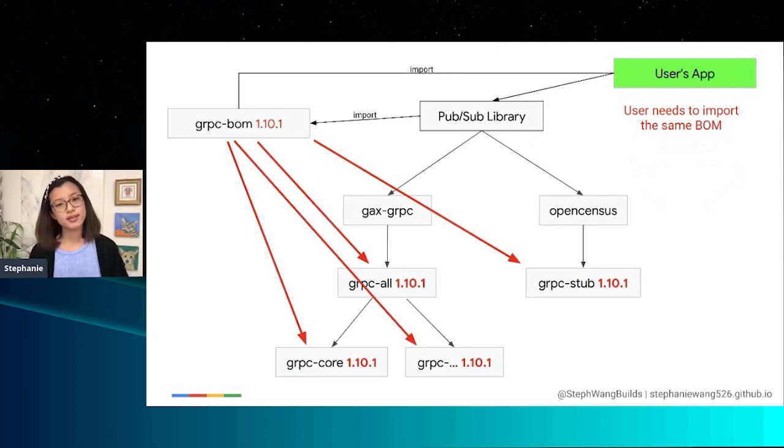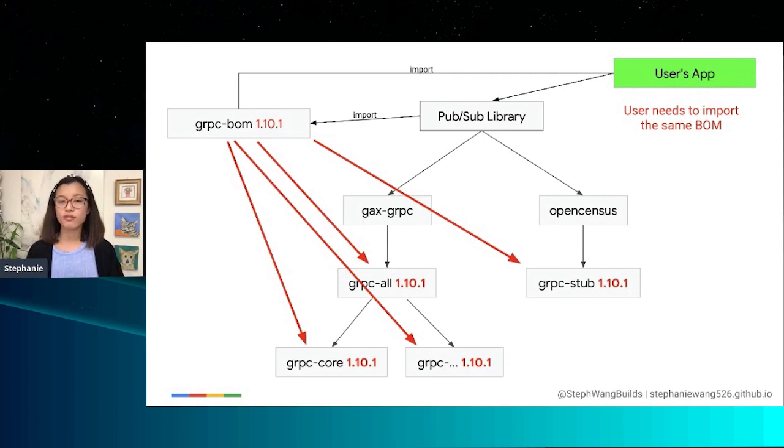So one way to address this issue is for the user's app to directly import the gRPC BOM, right? If they did that, then the gRPC BOM can successfully manage the transitive dependency versions and make sure that the gRPC versions are now, again, the higher version, 1.10.1. But the challenge here is the user would have to go and figure out what gRPC version the client libraries are actually using. They have to first find the gRPC version, and then declare this BOM version in their POM file. And that is a lot of work.